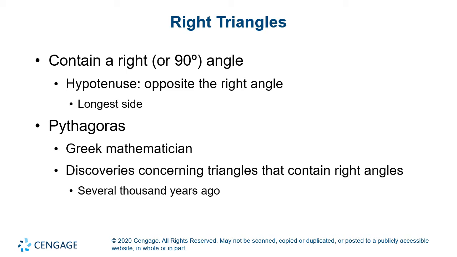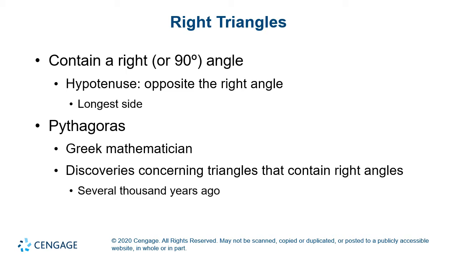So what makes something a right triangle? Well, it turns out that any triangle that has a 90-degree angle, also known as a right angle, is a right triangle. Another important term is the hypotenuse. The hypotenuse is the side opposite the right angle, and it is also the longest side. If you recall, the internal angles of a triangle add up to 180 degrees, so the 90-degree angle has to be the largest of the three, since the other two have to add up to the other 90 degrees.